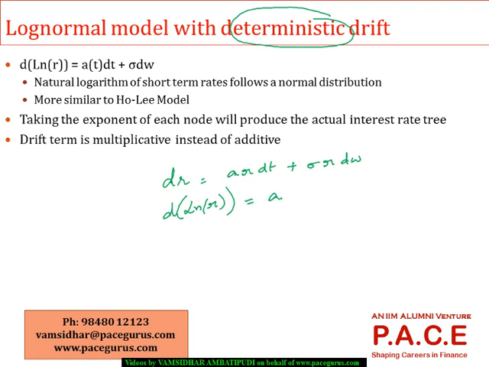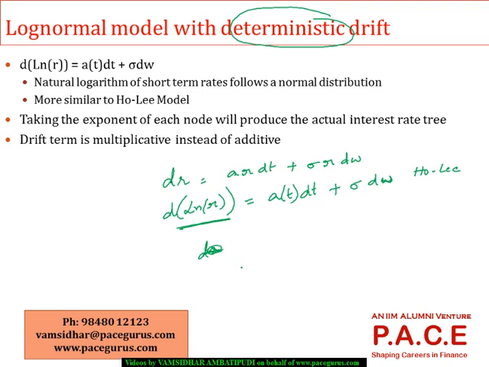So we are actually writing it, because this is a deterministic drift, we are talking about a of t dt plus sigma dW itself. Here we are not considering the r as a part of the volatility, because we are talking about a deterministic drift kind of a model. So more or less this is looking like a Ho-Lee model, except that instead of r, there we had dr equal to this, whereas here, whenever we talk about a log normal model with a deterministic drift, the only thing is we are modeling log r and not r.